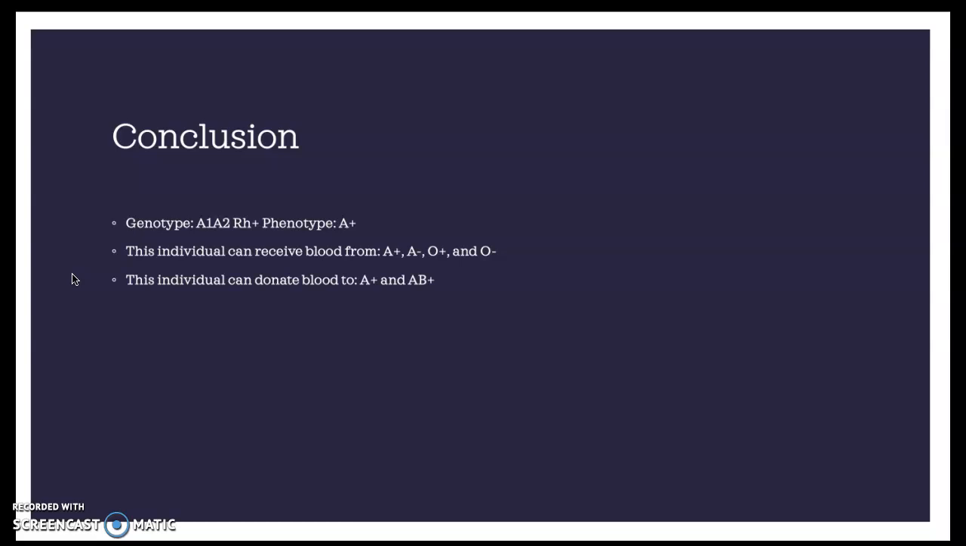So in conclusion, the genotype for this individual is A1, A2, Rh positive, and his phenotype is going to be A positive. This individual can receive blood from A positive, A negative, O positive, and O negative donors because there's going to be no issues with the serum antigens there. This individual can donate to only A positive and AB positive individuals because those individuals will already have the antibodies and the antigens that this donor is going to donate, and his cells will not be attacked by the recipient cells.